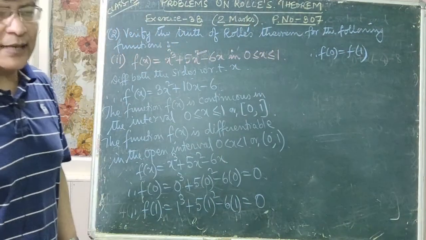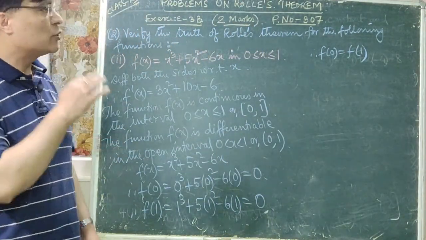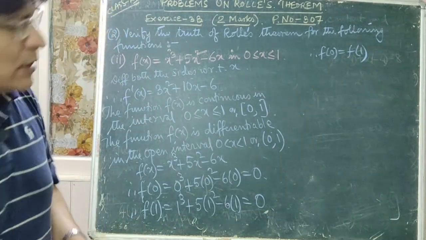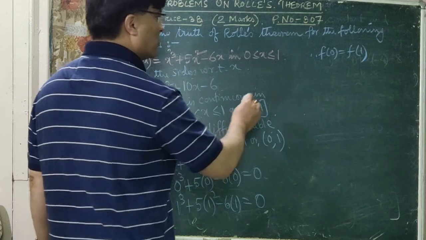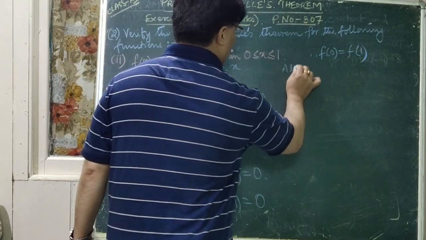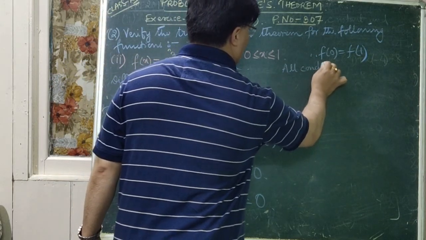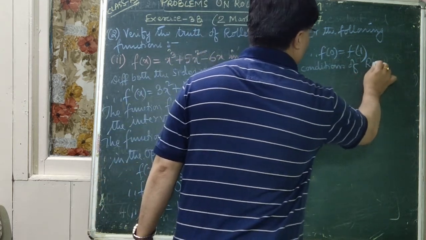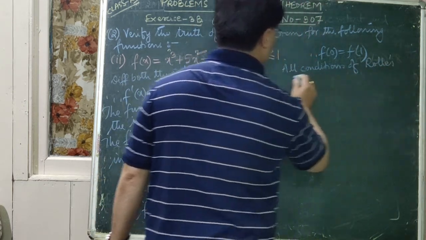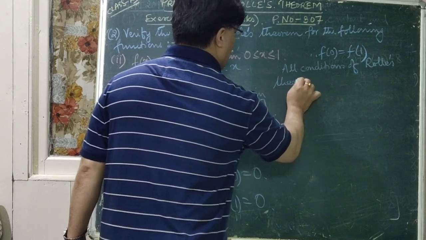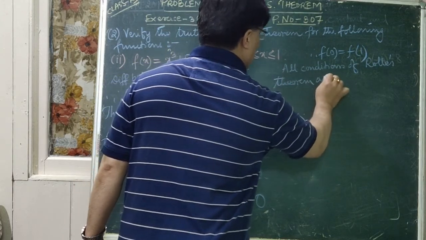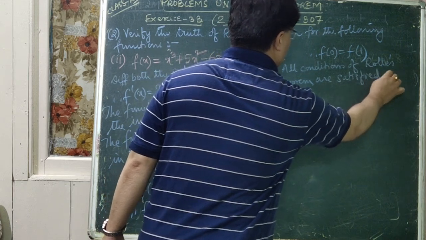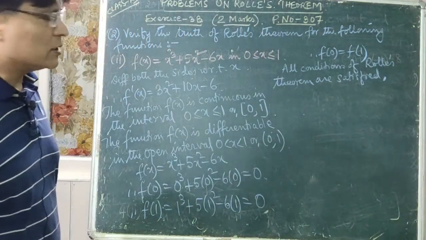So these three are the conditions of Rolle's theorem. So all the three conditions are satisfied here. So you have to write, all conditions of Rolle's theorem are satisfied.